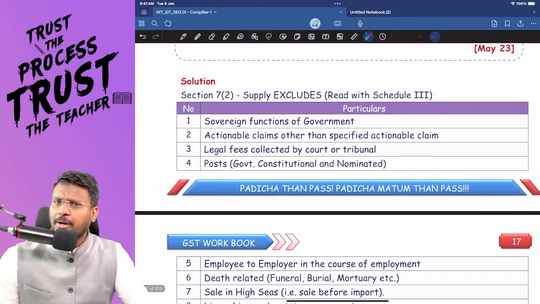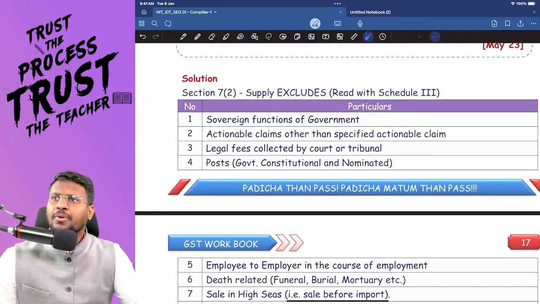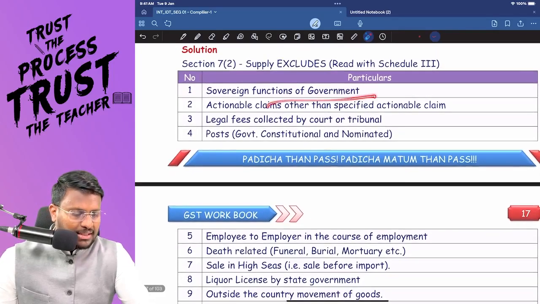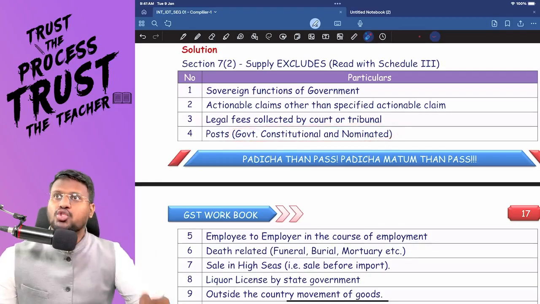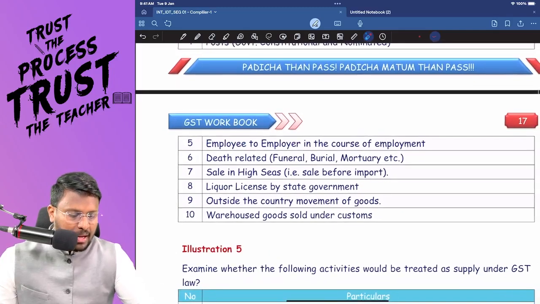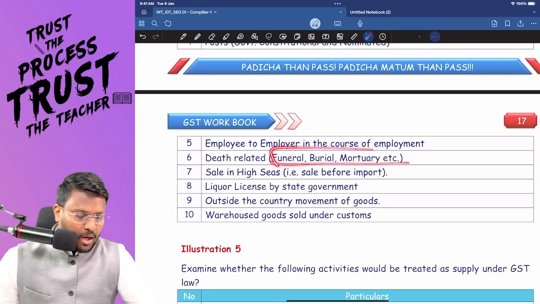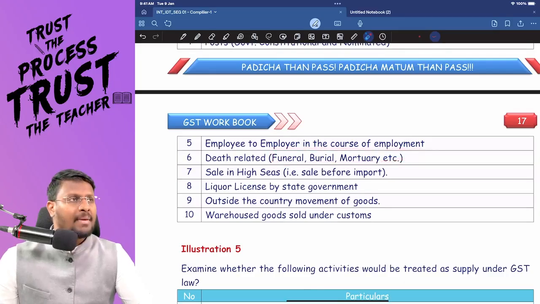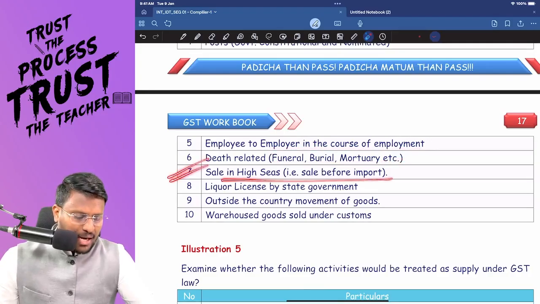Sovereign functions of the government means statutory functions entrusted to a municipality and statutory functions entrusted to a panchayat are neither supply of goods nor supply of services. Actionable claim other than lottery, betting and gambling; court fees collected by court; services by a person holding a post constitutionally or government nominated; services by an employee to the employer in the course of employment; death related services like funeral, burial, mortuary or crematorium and transportation of the deceased from one place to another; sales on the high seas, that is sales before import.